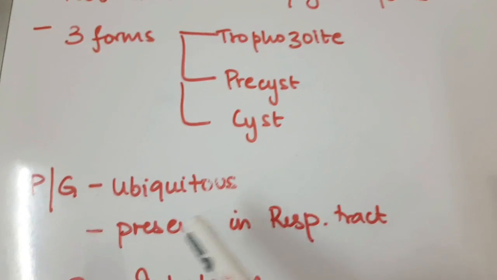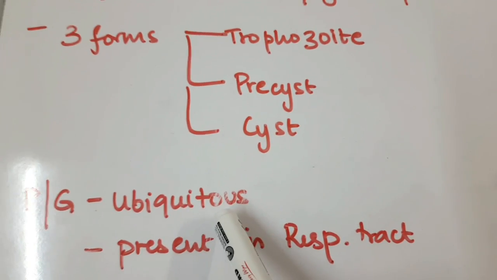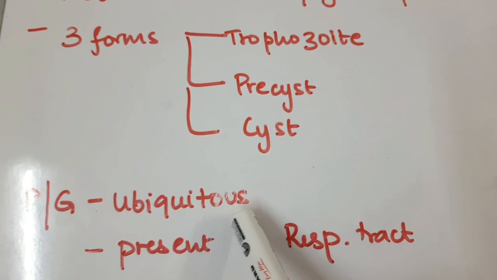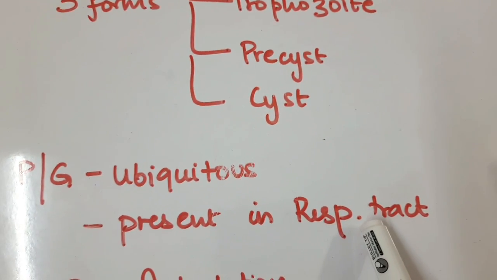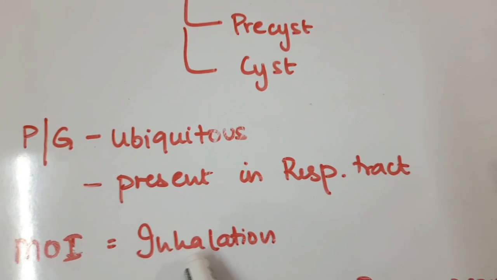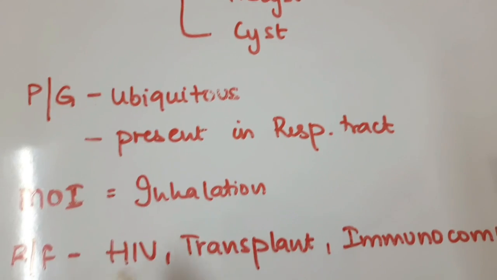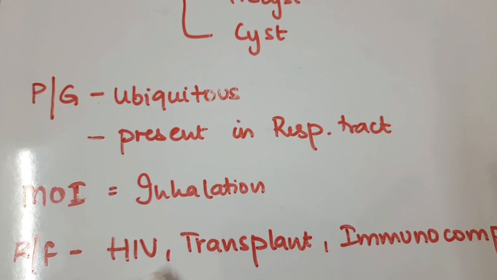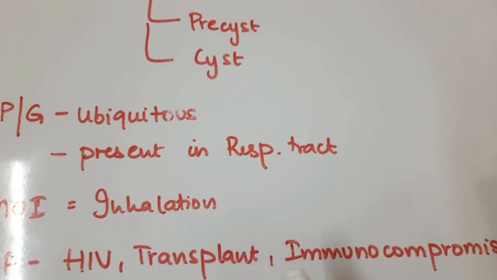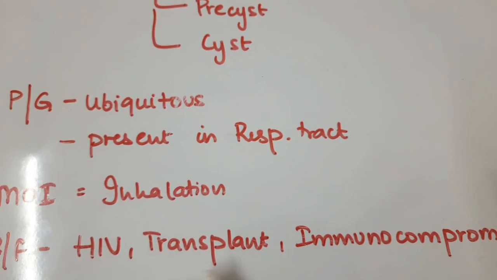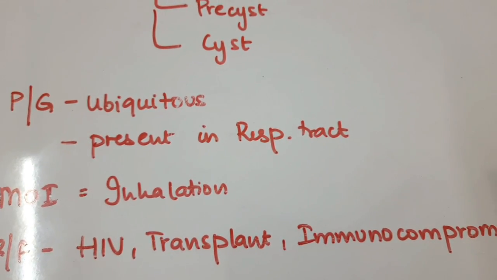Now if we look at the pathogenesis, it is ubiquitous. It is ubiquitously present in the environment and it is present in the respiratory tract. Mode of infection is by inhalation and the risk factors are HIV, immunocompromised and transplant patients. So this infection happens more in immunocompromised, HIV and transplant.